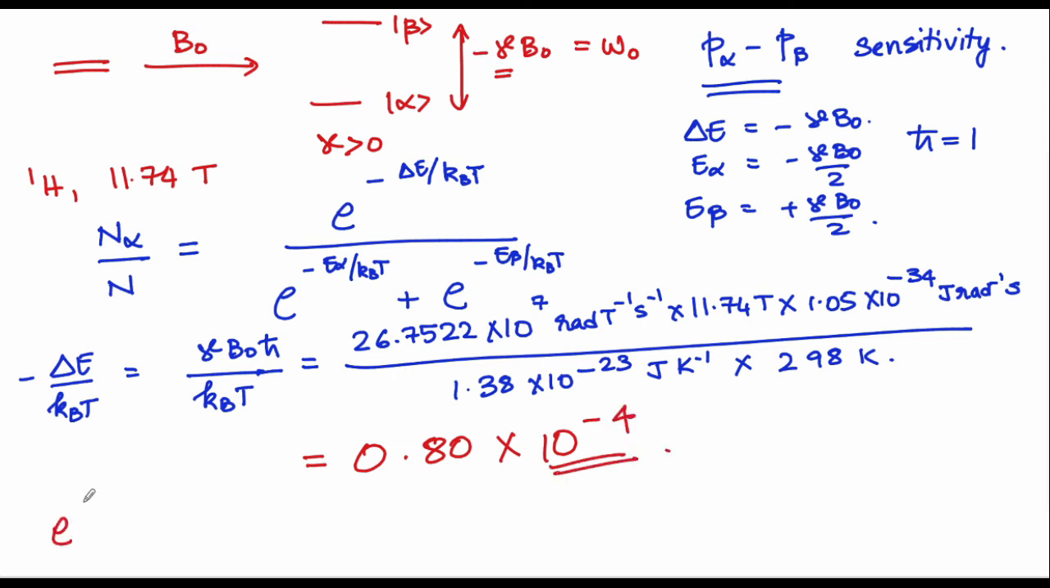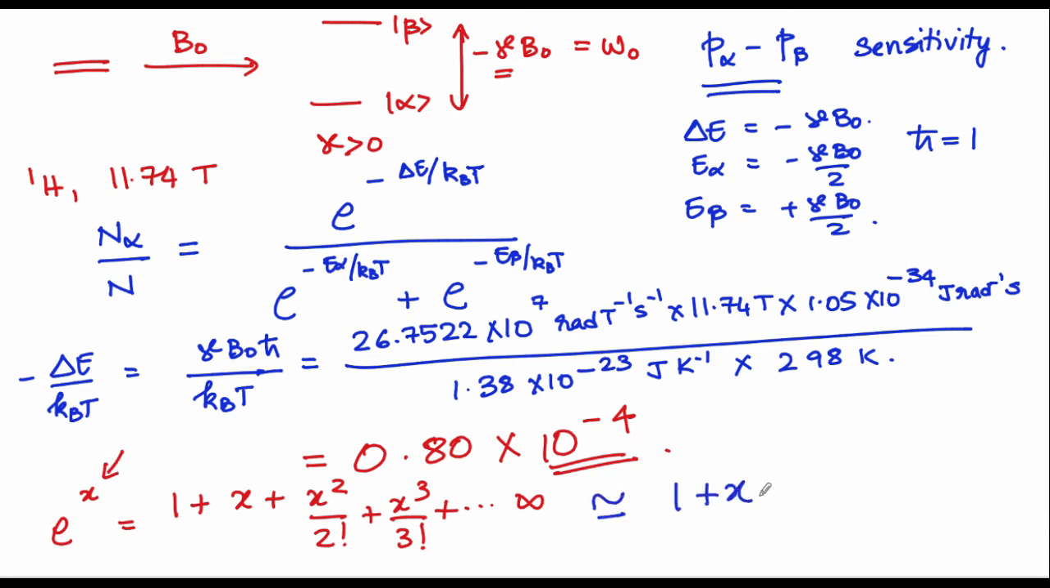Whenever you have functions such as e power x, this can be expressed as a Taylor series expansion of 1 plus x squared by 2 factorial plus x cubed by 3 factorial and so on until infinity. Since the value of x is much less than 1, one can actually approximate this to 1 plus x. The term that we end up looking at here is going to get further simplified.